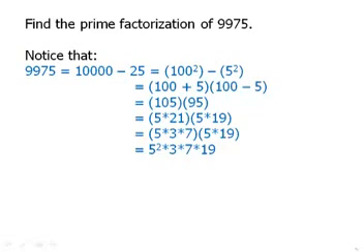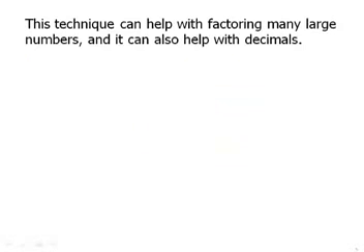If there is a large 4-digit number on the test, and to solve the problem you realize that you would need to have the prime factorization of the number, it is very likely that the test is expecting you to recognize that that large number can be expressed as the difference of two squares. This technique can also help with factoring many large numbers, and it can help with decimals.